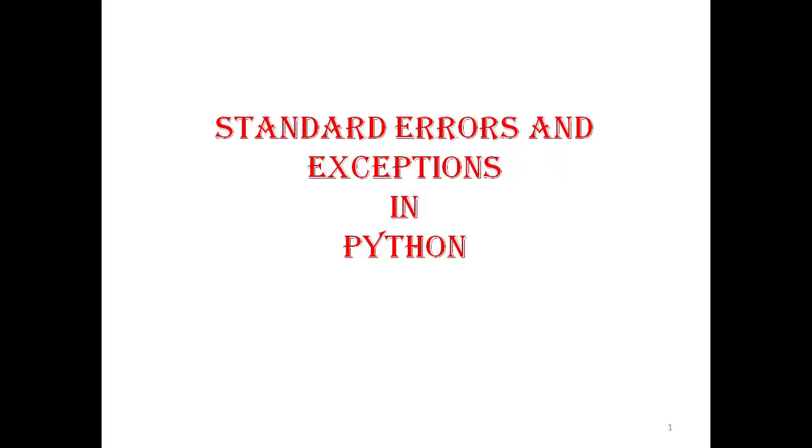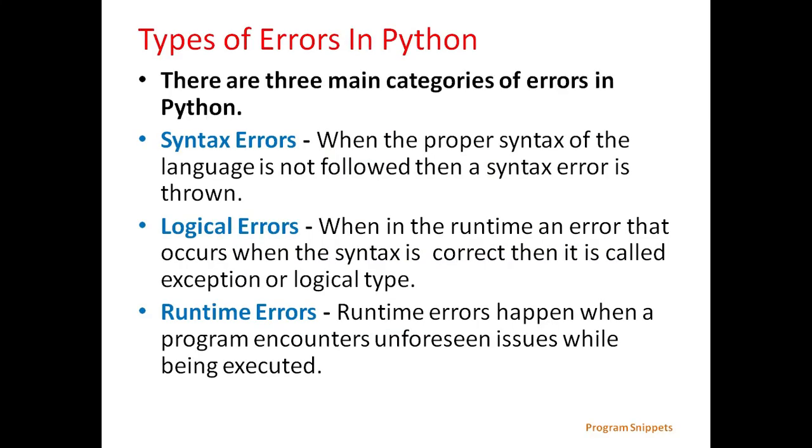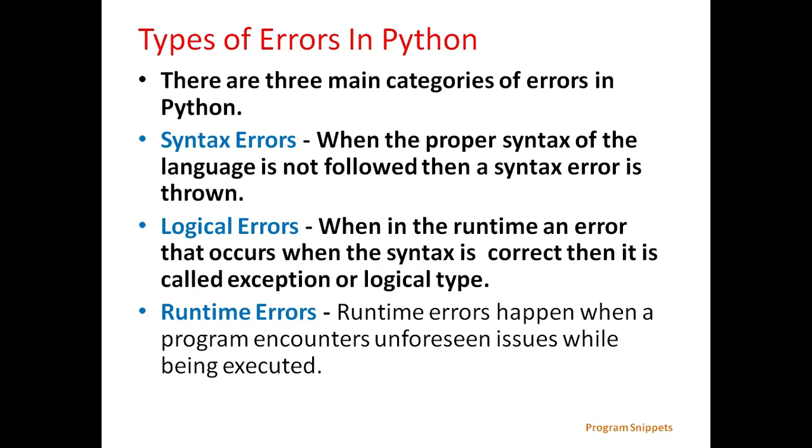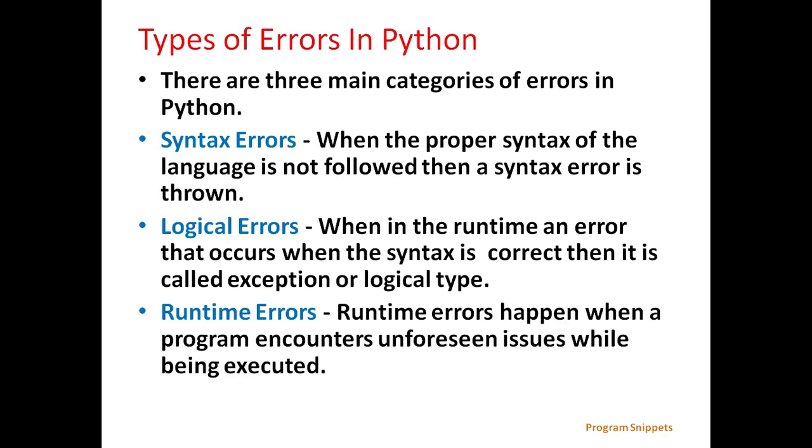Here we will see standard errors and exceptions in Python. There are three main categories of errors in Python. First is syntax error. When the proper syntax of the language is not followed, then a syntax error is thrown. Second is logical error. It is an error that occurs at runtime when the syntax is correct, and it is called an exception or logical type error. And runtime error, which occurs when a program encounters unforeseen issues while being executed, such as division by zero.